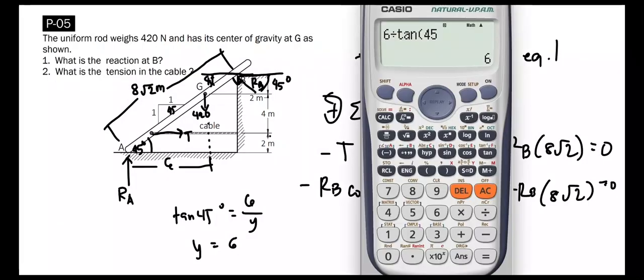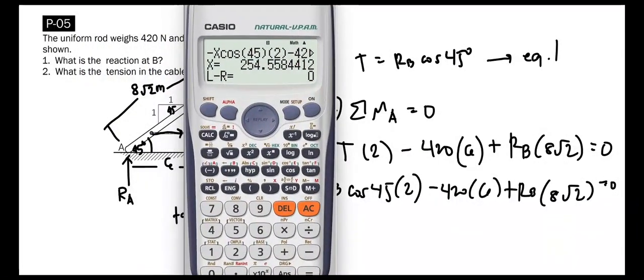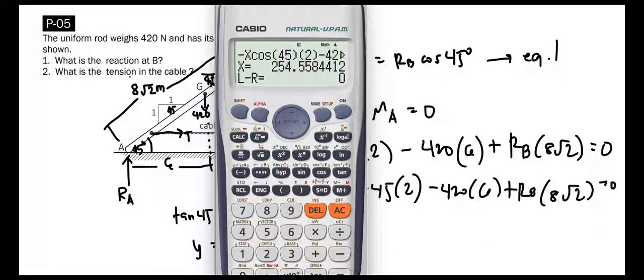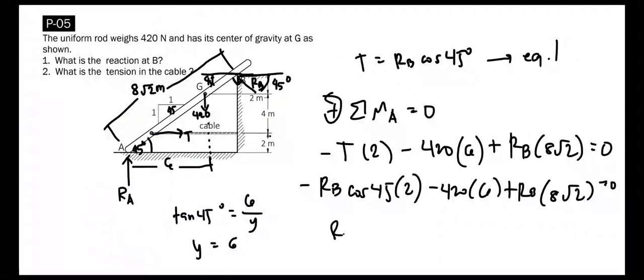Now we can solve for the reaction at B. We have negative R sub B cosine of 45 degrees times 2 minus 420 times 6 plus R sub B times the square root of 2 equal to 0. So the value of R sub B is equal to 254.56, and it has a unit of newtons.